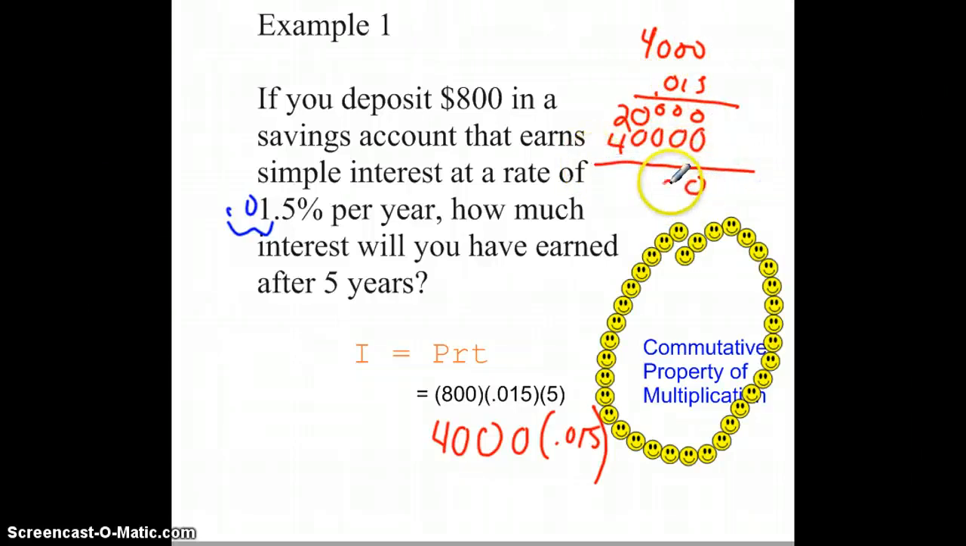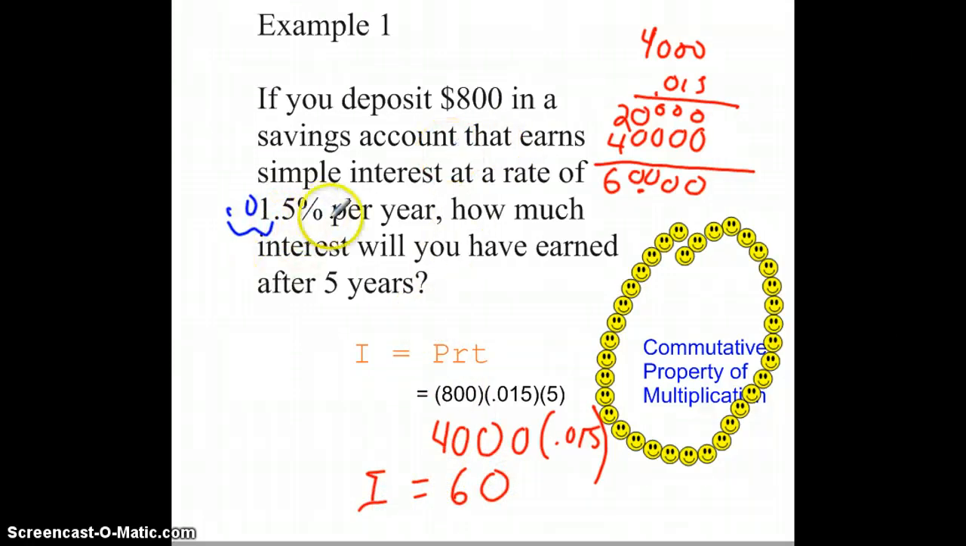Add down 0, 0, 0, 0. 2 plus 4 is 6. We have 3 decimal places. So right there. So 60. So my interest is going to be $60. So I've earned $60 in 5 years.